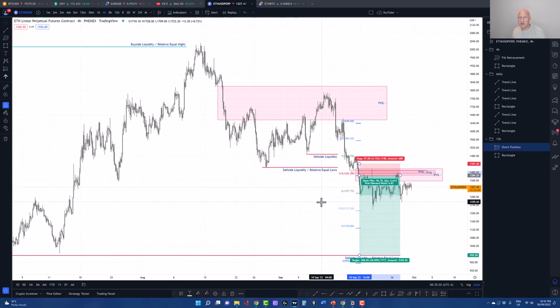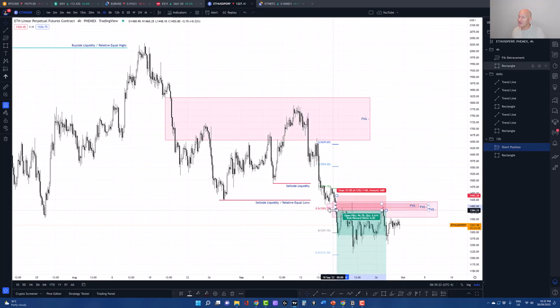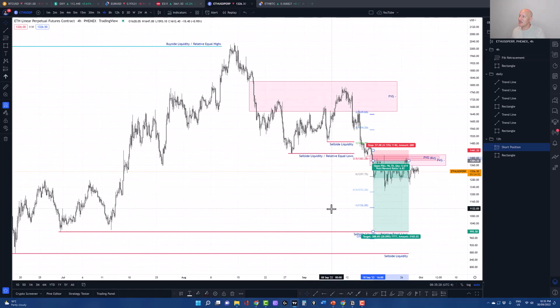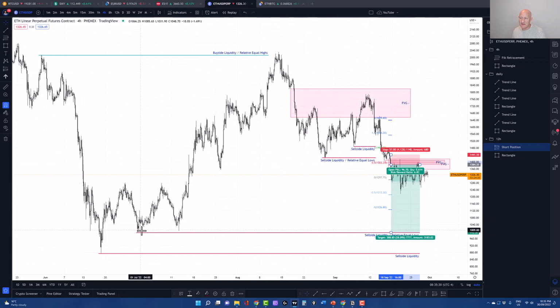So I actually took this trade on Ethereum. I'm sitting on it at the moment. I took it on the 12-hour time frame, so it was a pretty conservative entry. And my target is these relative equal lows just down here.